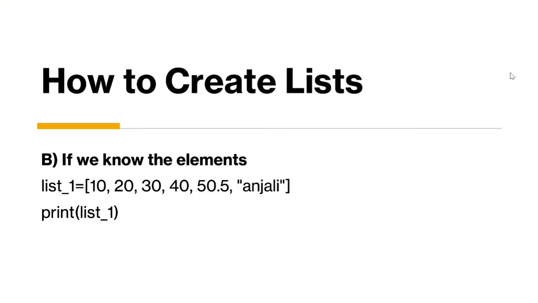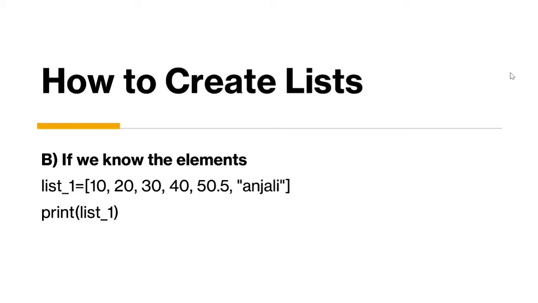Another way to create a list is if you are aware of what elements you want to enter in a list. It's very simple. In the square brackets, you can put the elements. And as you can see on your screen, the elements are heterogeneous in nature. They are integer, float, and strings.